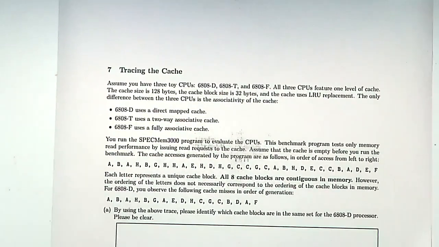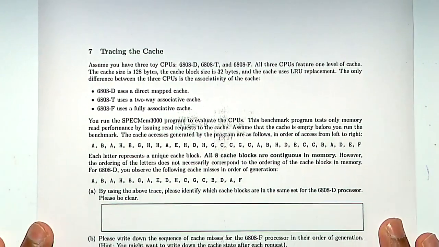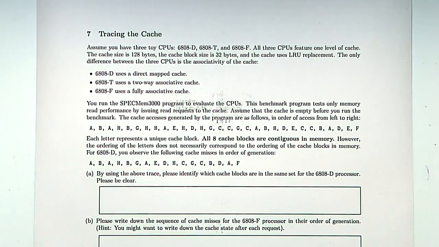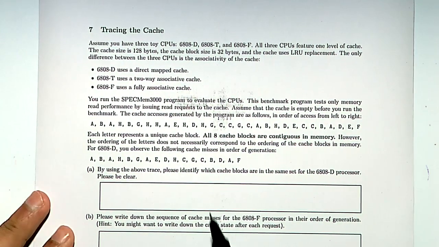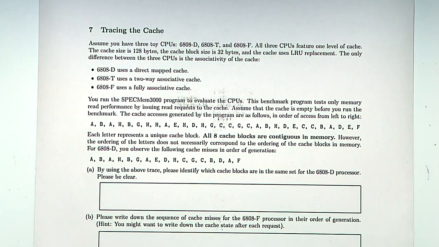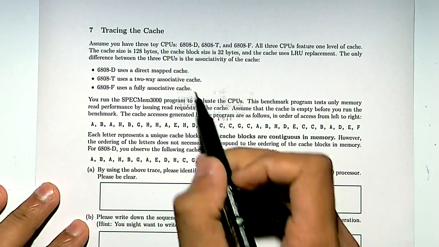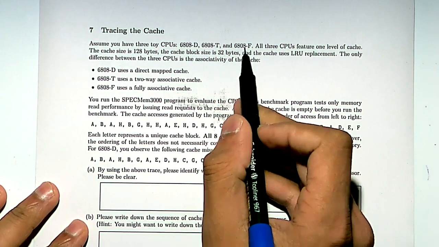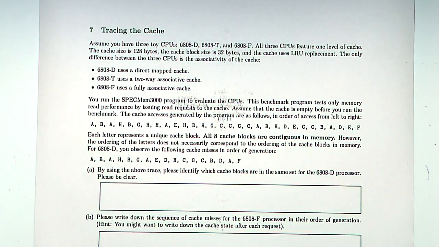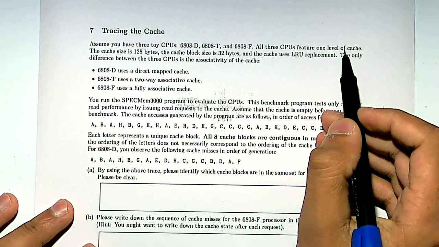Okay. So we have a question about tracing the cache. So we spent a little bit of time looking at caches, and so this goes over some of the more fundamental concepts of caching, right? So in this problem, we're saying that we have 3 types of CPUs. We have the 6808D, T, and F, okay? And all 3 of these CPUs feature one level of caching.